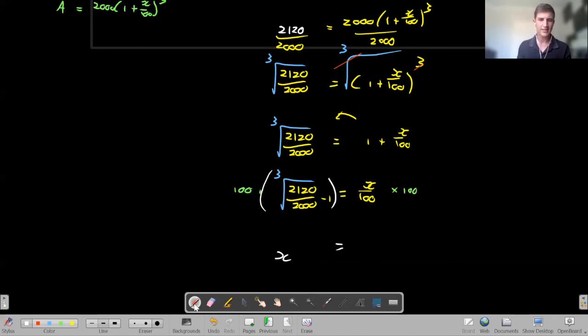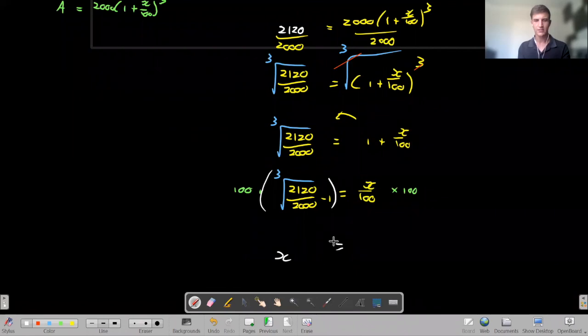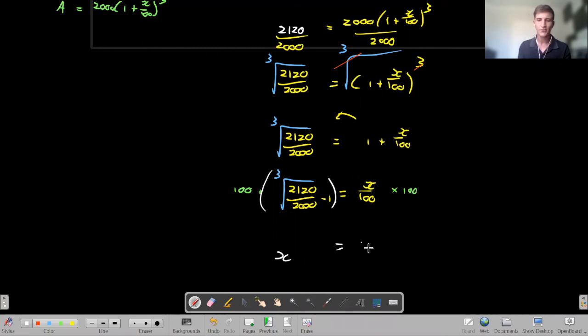And this x is, okay, I did something incorrectly somewhere. Let's just make sure. Cube root of 2,120 over 2,000, minus 1. Okay, that looks good. Times 100. Okay, there we go. So x is equal to 1.96%. Three significant figures. We are happy.